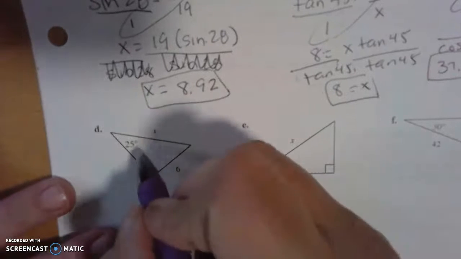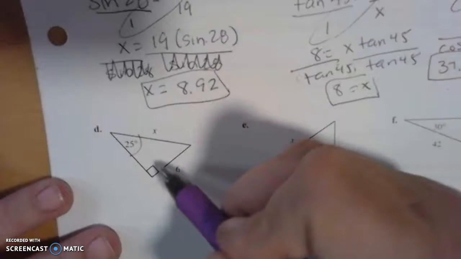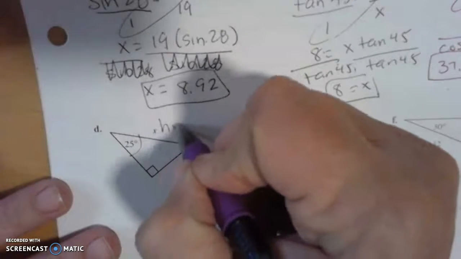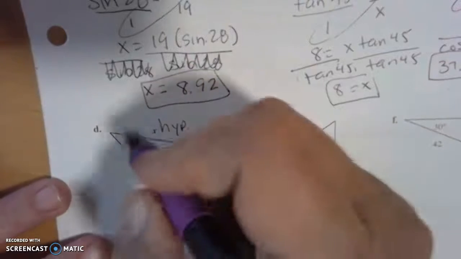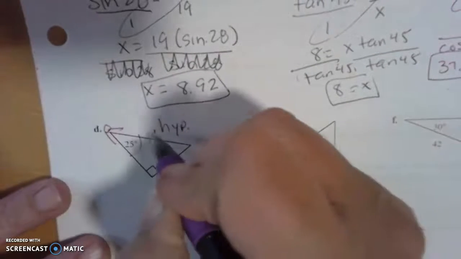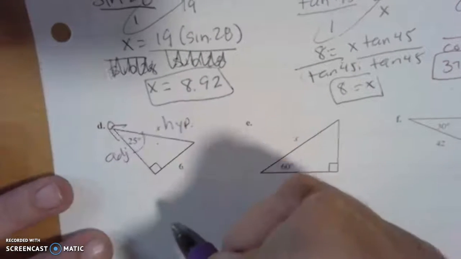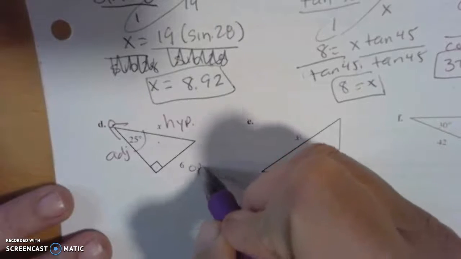Right, part D. Here's my reference angle. The side across from 90 degrees is the hypotenuse. Okay, so if I'm standing here, my arms are going this way. I'm going to touch the adjacent side. That means this is my opposite side.